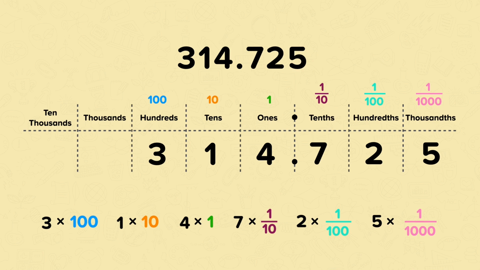Our original number is made up of all of these expanded out parts, and so we can write our number in expanded form by adding together all of those parts.